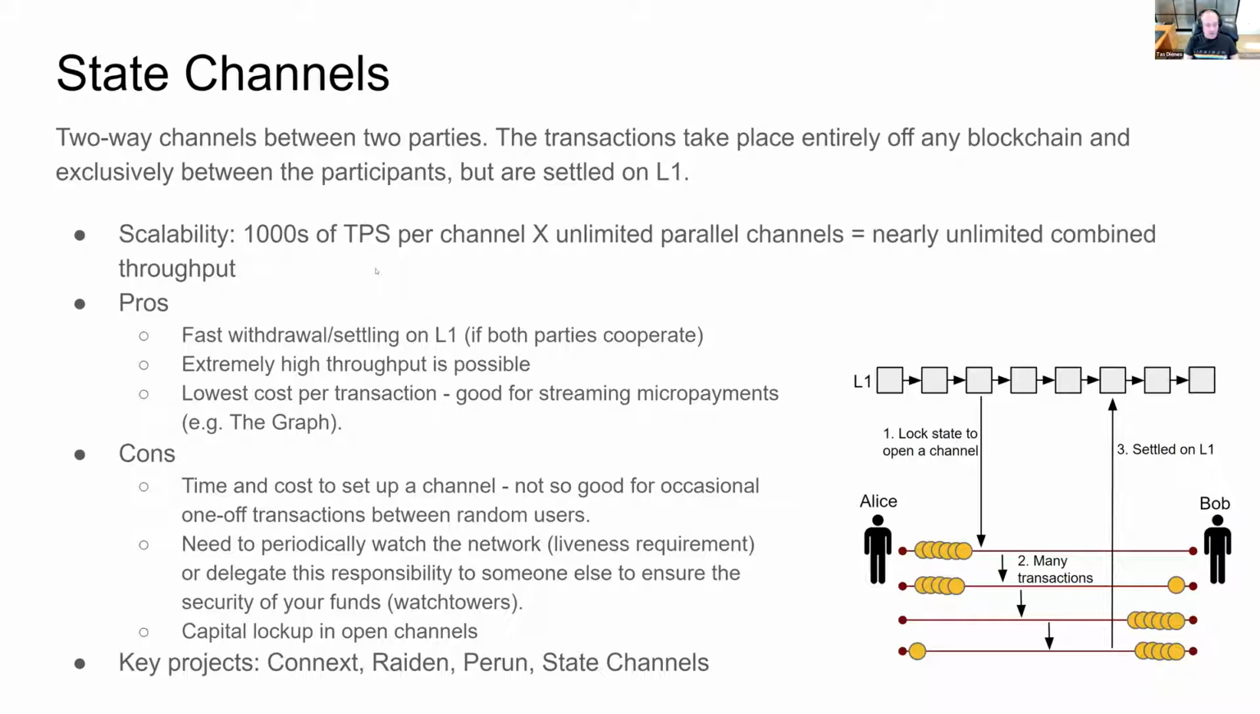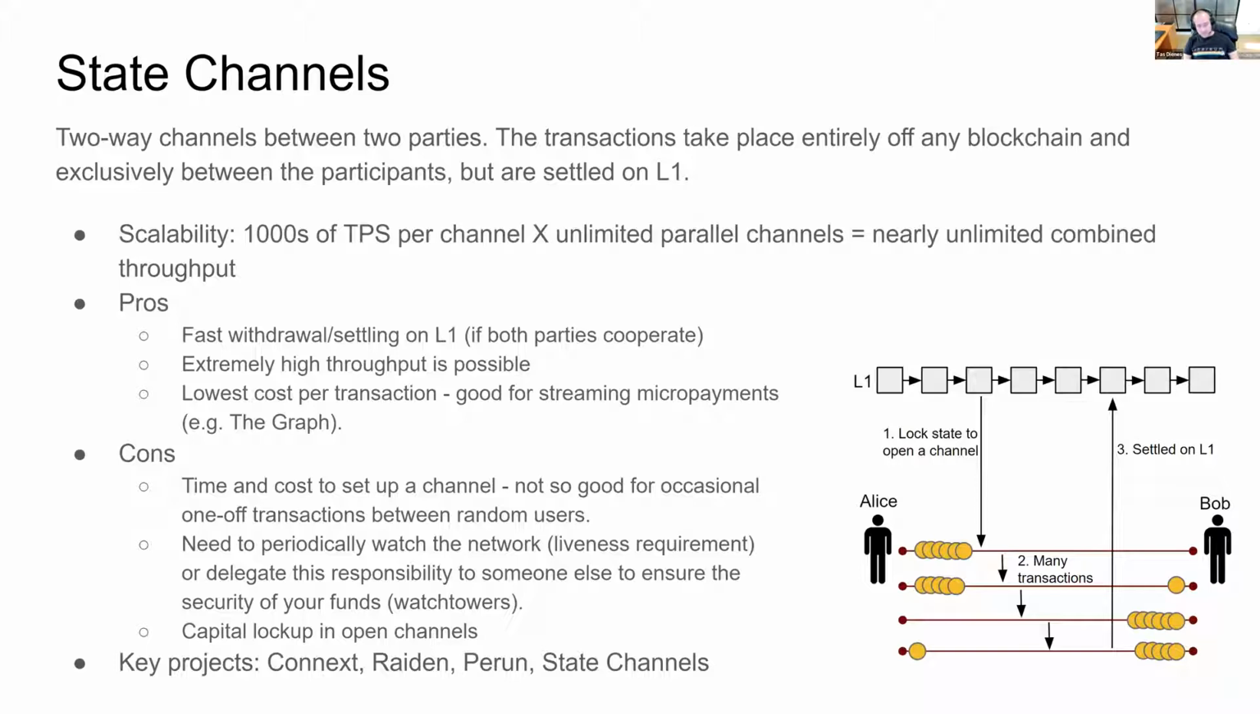Advantages, aside from throughput, you've got fast withdrawal or settling on layer 1 if both parties participate. You can close the channel out quickly. And high throughput, and then you've got low cost per transaction because of the high throughput.